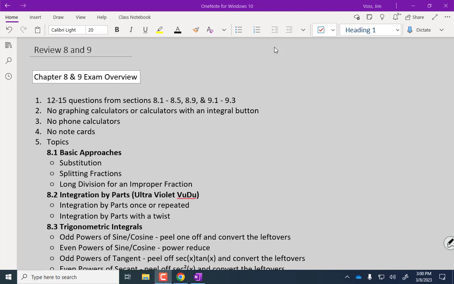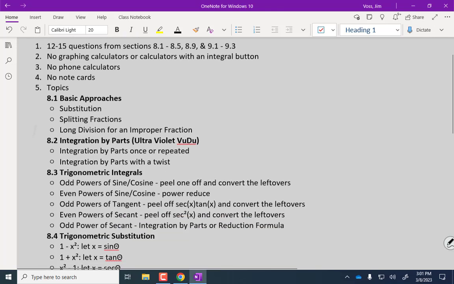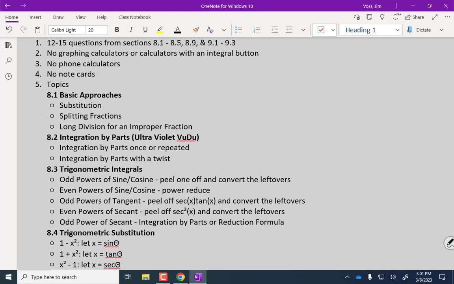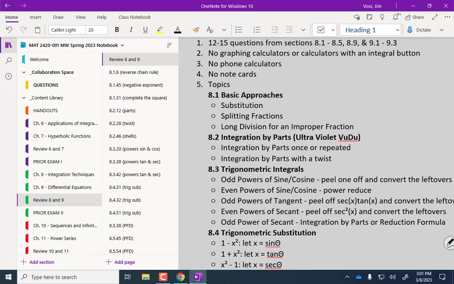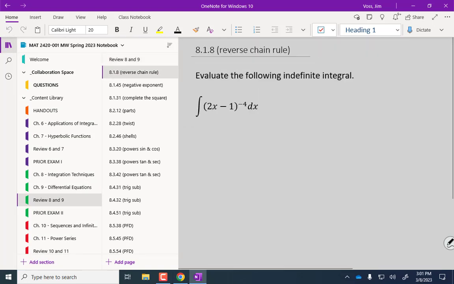So same rules apply this time as last time. No calculators that have an integral button. If some of you have a calculator with an integral button and some of you don't, that's not fair. So no calculator with an integral button. No phones, of course. So let's get to the stuff.